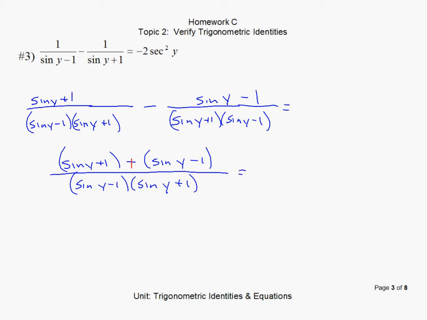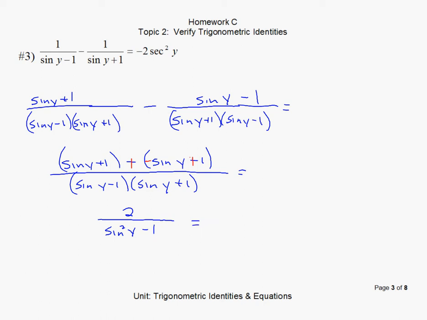So we're subtracting, which is the same thing as adding inverses. So I'm going to add negative sine of y, and I'm going to add 1. It gives us 2, because sine of y plus negative sine of y is 0. 1 plus 1 is 2. And our denominator, we can multiply those using the FOIL method and get sine squared of y minus 1.